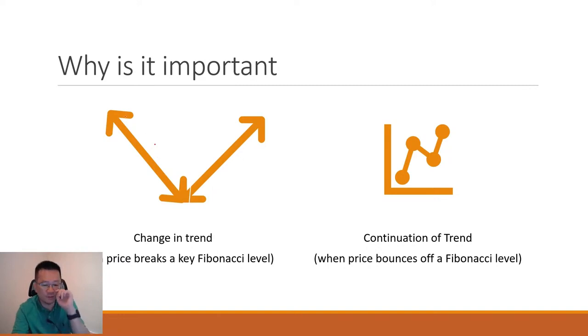So why are Fibonacci levels or Fibonacci retracement so important? The way I look at it is that it can help me identify a possible change in the trend, right? It helps me identify either a change in the trend or a continuation of the trend. What I mean by a change of the trend is when price breaks a Fibonacci level, or a continuation is when it bounces off the level.